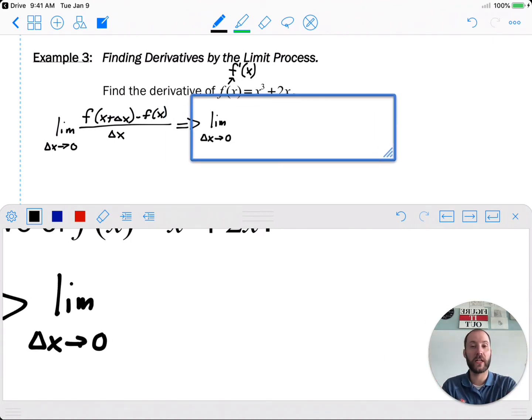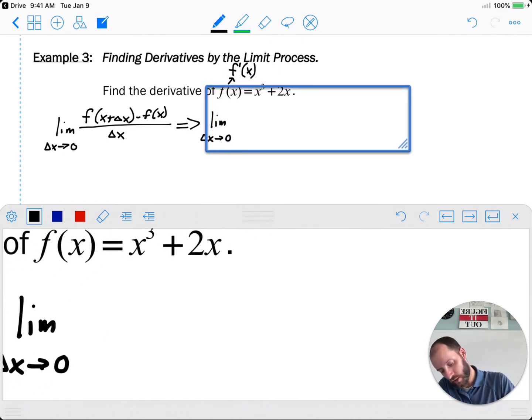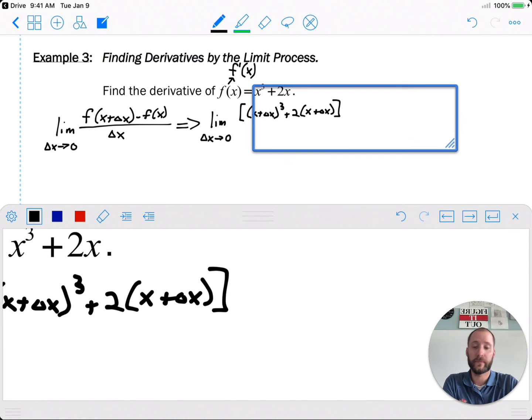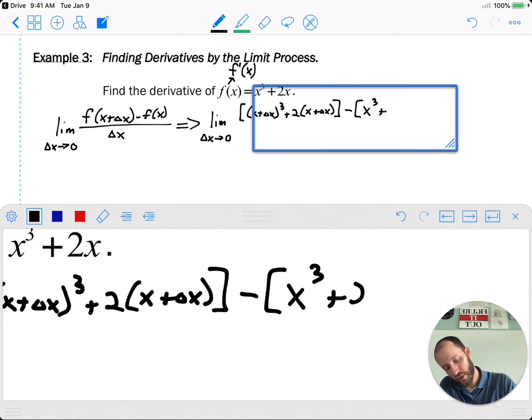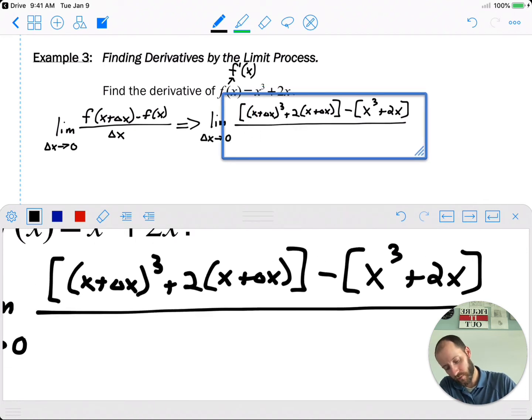Let's go ahead and start to plug some things in. So, x cubed plus 2x. So, x cubed, so x plus delta x cubed plus 2x. So, 2 times x plus delta x minus f of x. So f of x is just our function x cubed plus 2x. And that's all over delta x.